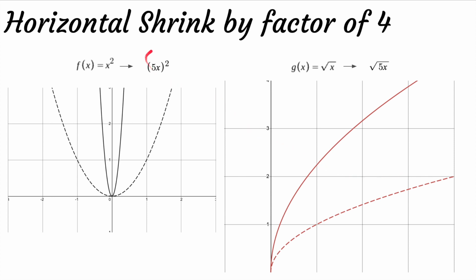And I did a vertical shrink by 5, not 4. This says 4, but it was actually 5. So I shrunk the equation by 5. This one also, but instead of shrinking it, this increased it by square root of 5x.